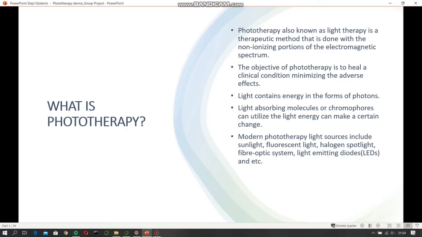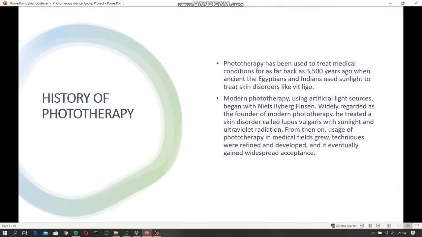Light contains energy in the form of photons. Molecules or chromophores absorbing the light can utilize the light energy to make certain changes. Modern phototherapy light sources include sunlight, fluorescent light, halogen light, fiber optic systems, and light-emitting diodes, etc.